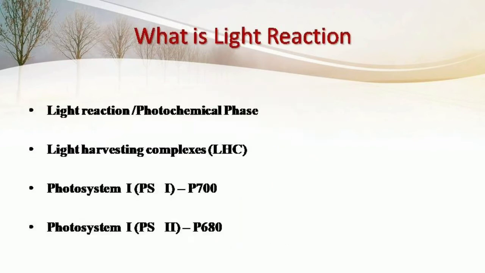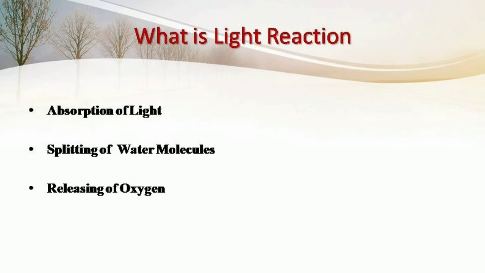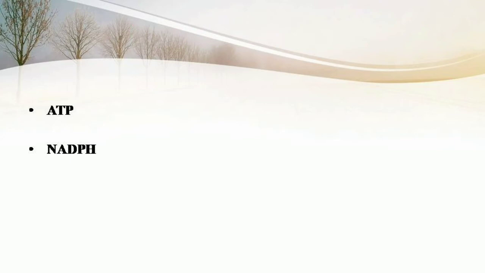Let's discuss the light reaction. The light reactions, or the photochemical phase, include absorption of light, splitting of water molecules, and release of oxygen. These three steps take place in the light reaction. It also includes the formation of higher energy chemical intermediates. These higher energy chemical intermediates are ATP and NADPH.